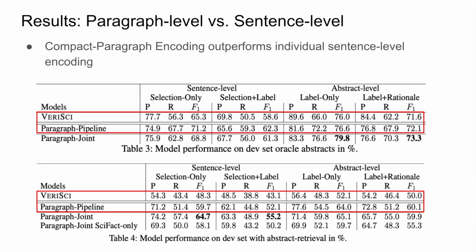Let's look at the results. For the ablation studies, first we compare the effect of the paragraph-level model against the sentence-level model. Here, VeriSci is the sentence-level model, and the paragraph pipeline model is the paragraph-level pipeline model. The table above is the performance on oracle abstracts, meaning we only feed positive abstracts to the system, while the table below includes the abstract retrieval step. As you can see, the paragraph pipeline model outperforms the sentence-level model in all aspects, and this gap enlarges in the full pipeline comparison where negative sampling is used.